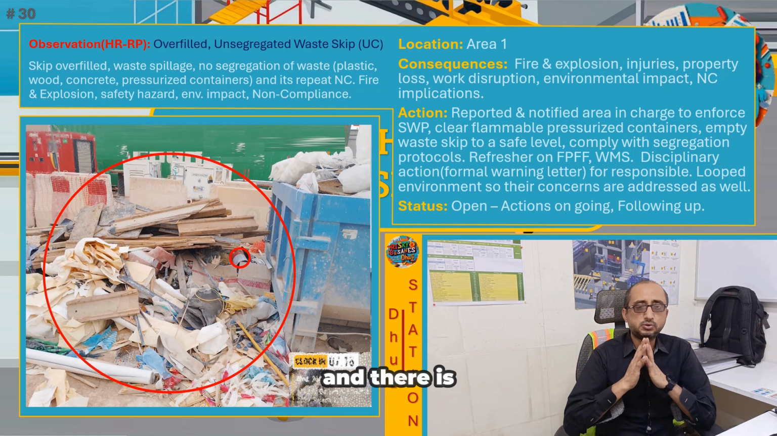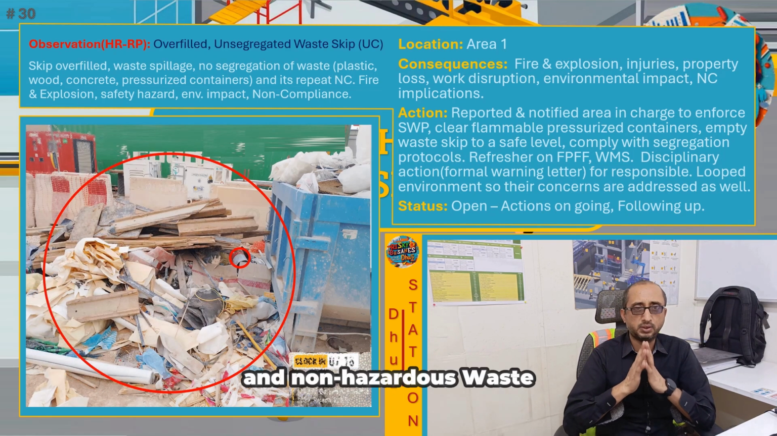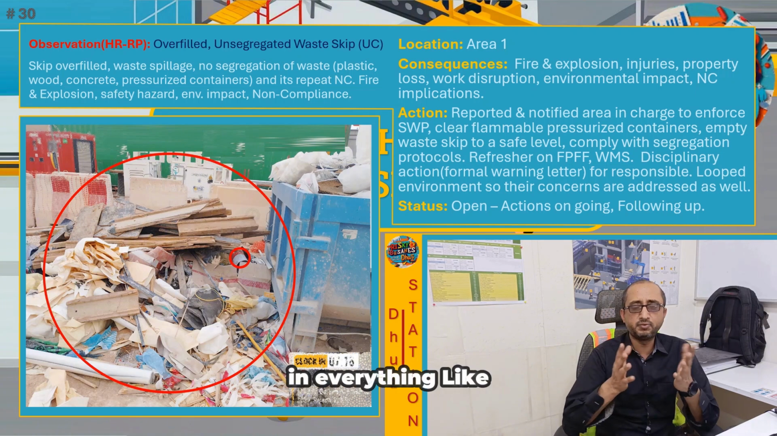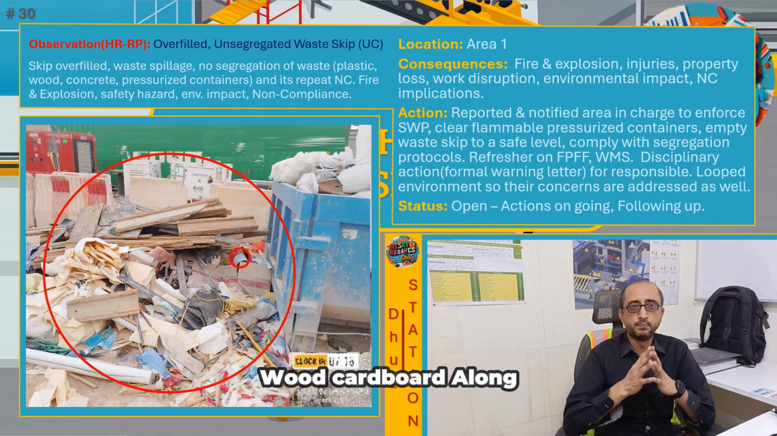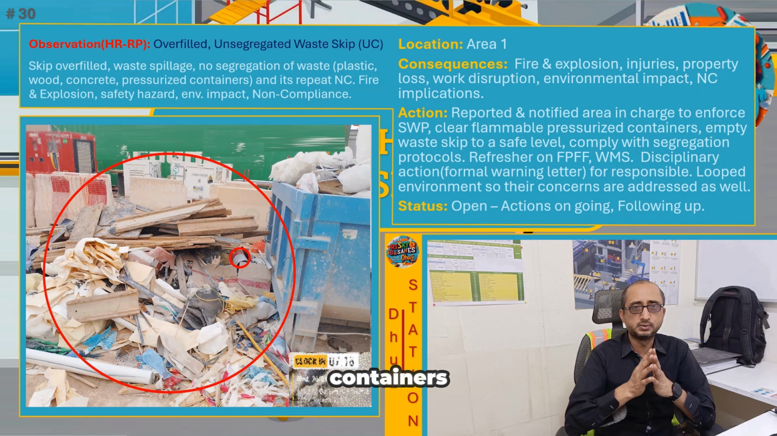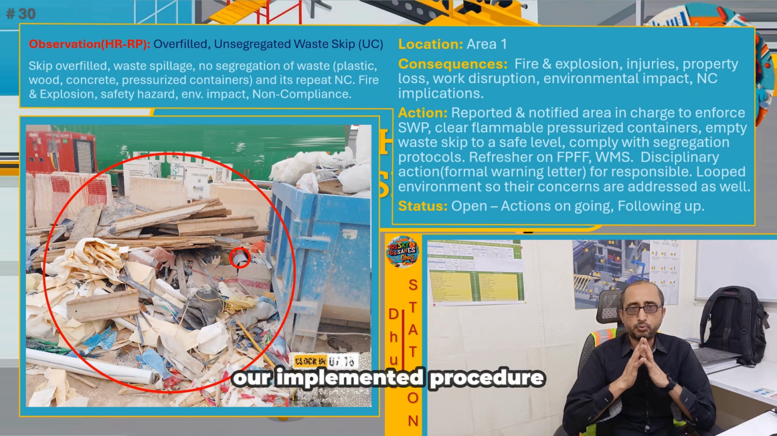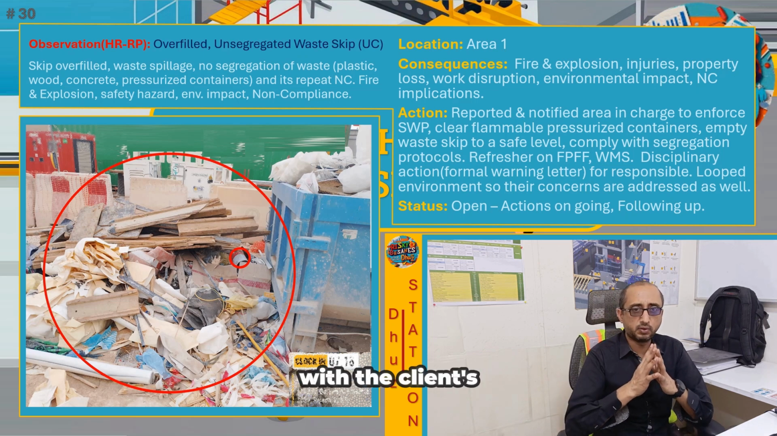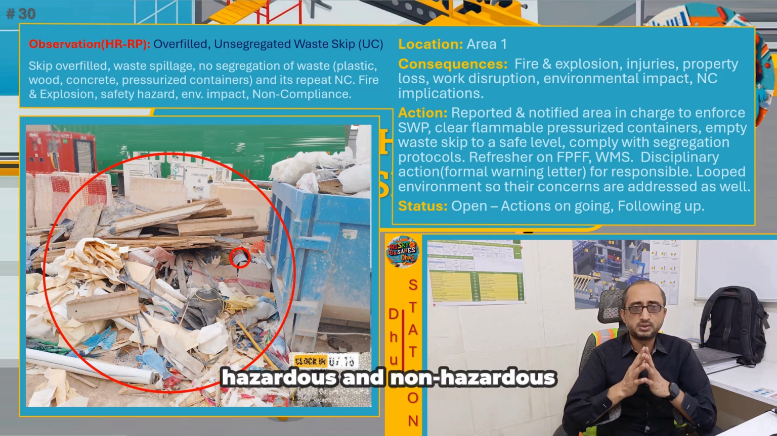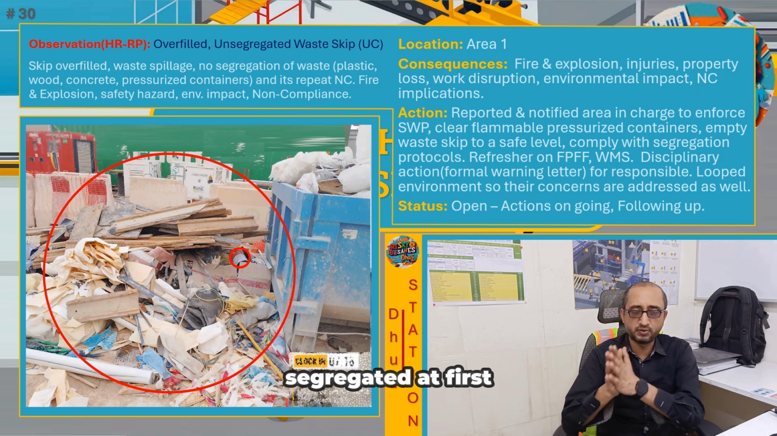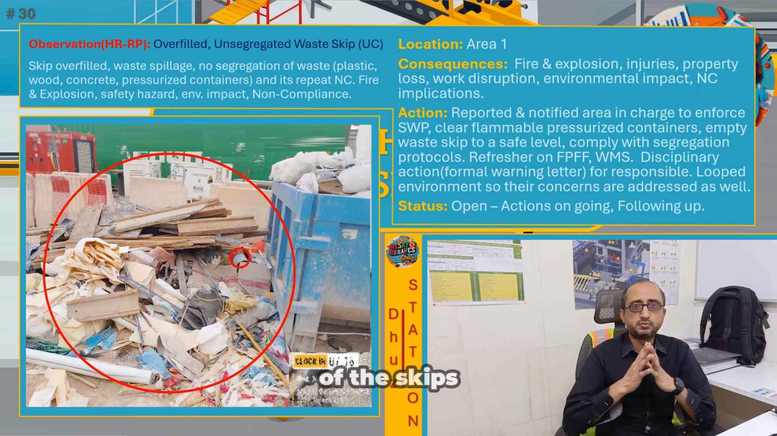of them, and there is no segregation between hazardous and non-hazardous waste. Teams are throwing in everything like paper, wood, cardboards, along with the pressurized containers, which can be explosive. Now, as per our implemented procedure, which is aligned with the client's requirement, hazardous and non-hazardous waste must be segregated at first instance, and the levels of the skips must be kept to the safe level.